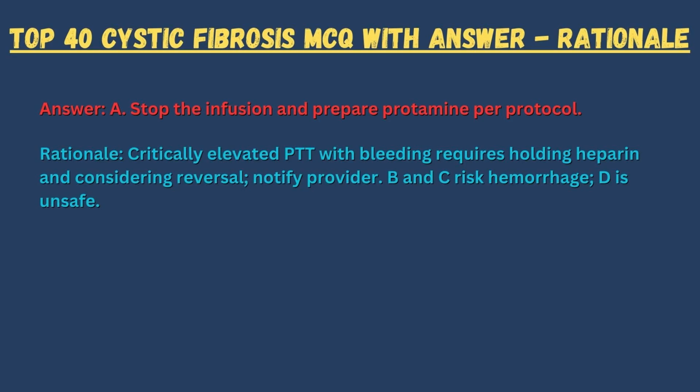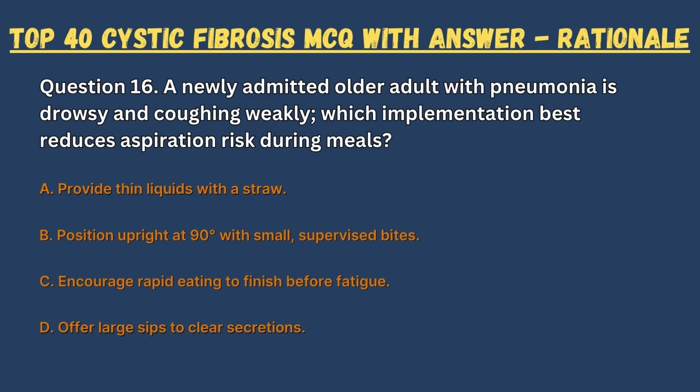Rationale: critically elevated PTT with bleeding requires holding heparin and considering reversal. Notify provider. B and C risk hemorrhage. D is unsafe. Question 16. A newly admitted older adult with pneumonia is drowsy and coughing weakly. Which implementation best reduces aspiration risk during meals?